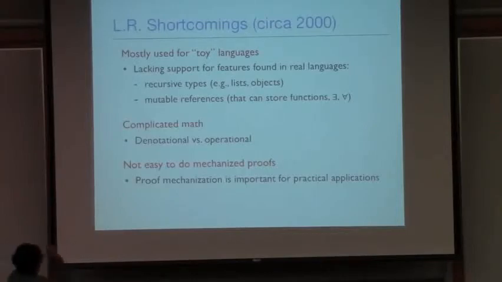Okay, and the main problem was how do we handle recursive types, which you need for lists and objects? How do we handle mutable references that can store objects, that can store functions? So higher order state is a term used to refer to this notion, where you can have a mutable reference that stores functions, first class functions.